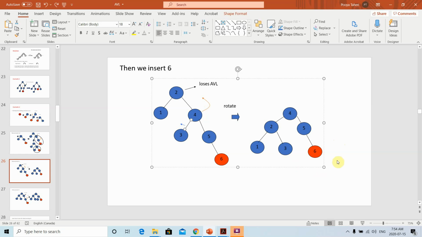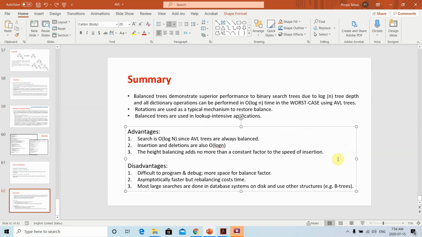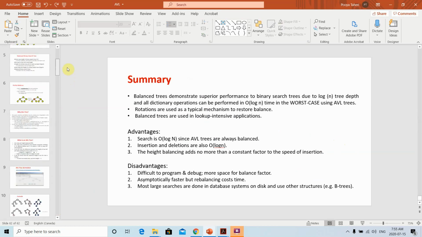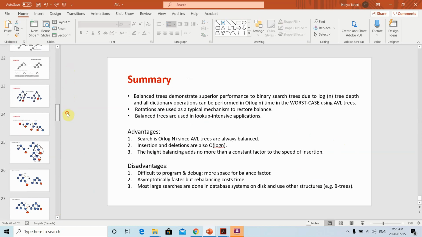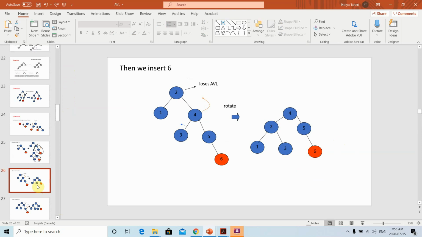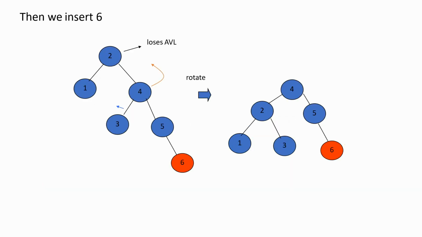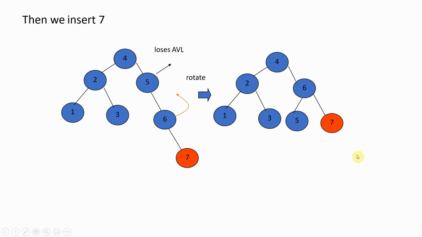Now we fix the AVL property of the nodes. Sorry, I don't know why this happened. I have to go back to where we were. We're here, I think. Yes, so now we fix this case. So now this is AVL balanced. Okay, now let's insert 7.